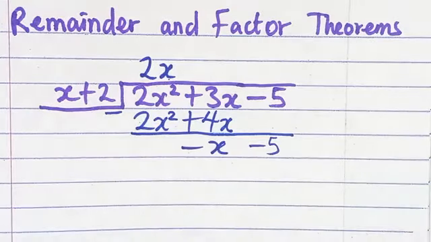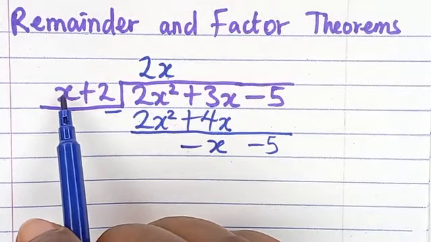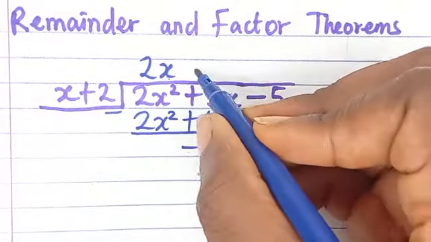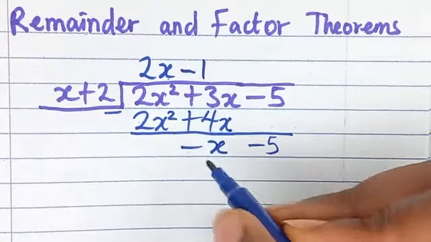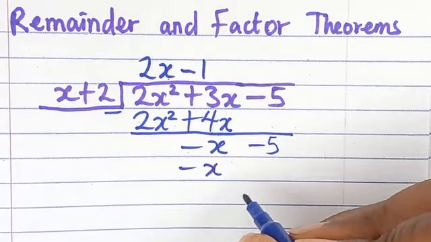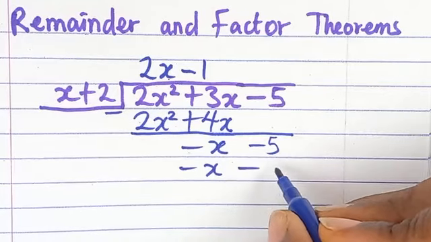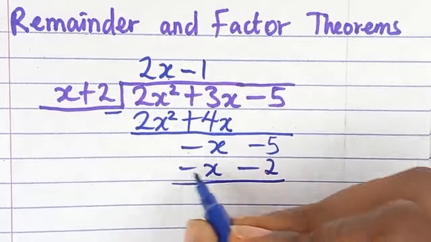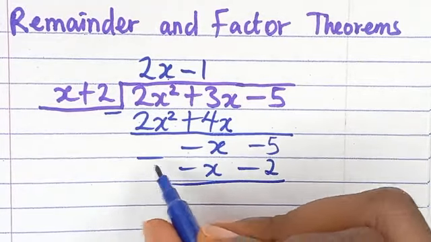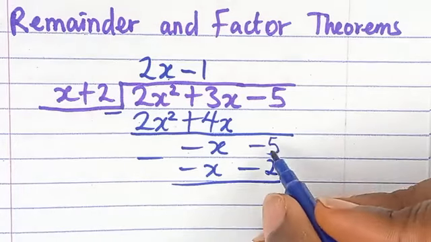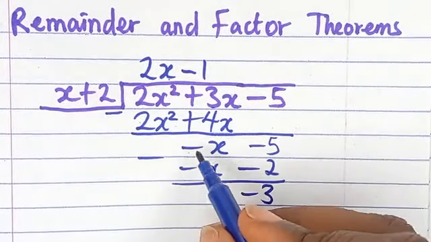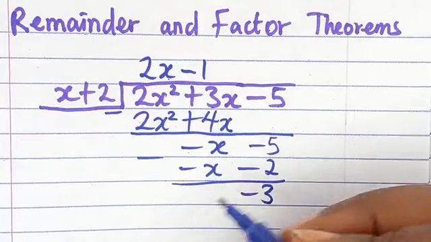Now we have this result. We divide the first term by the first term of the result. x divided into minus x is minus 1. Minus 1 times x is minus x, and minus 1 times plus 2 is minus 2. We now subtract. Minus 5 minus minus 2, that is minus minus goes in to become plus. So minus 5 plus 2 is minus 3. Minus x plus x is 0.